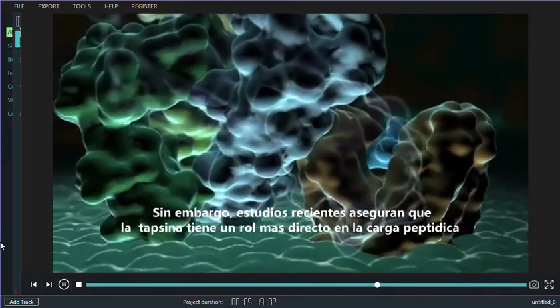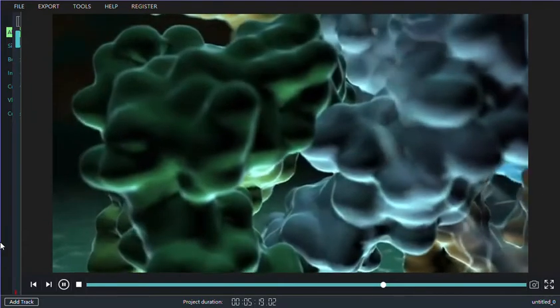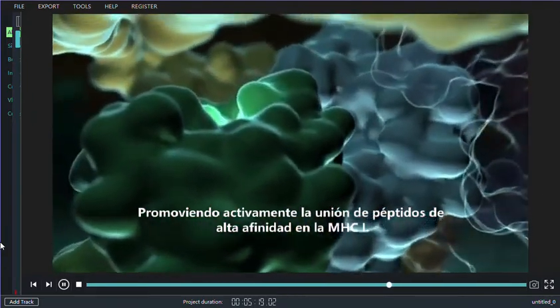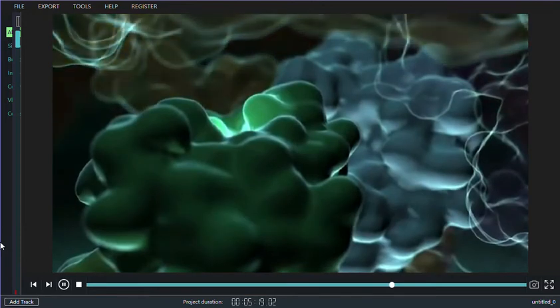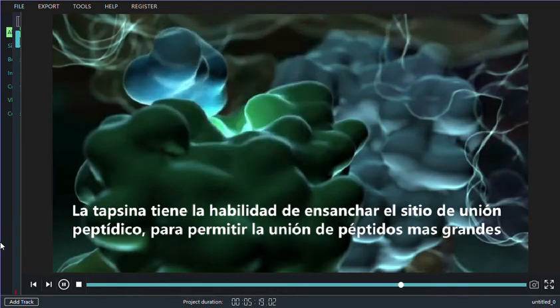However, recent research suggests that tapasin has a more direct role in peptide loading, actively promoting the loading of high-affinity peptides into the class I binding groove. Tapasin may have the ability to widen the peptide binding groove to allow a wide range of peptides to be sampled.